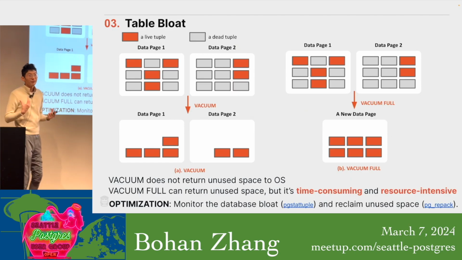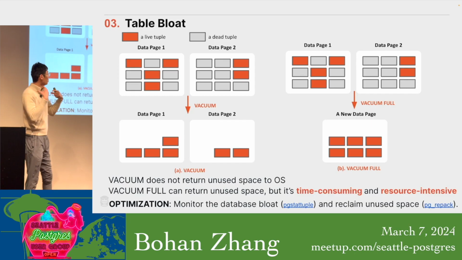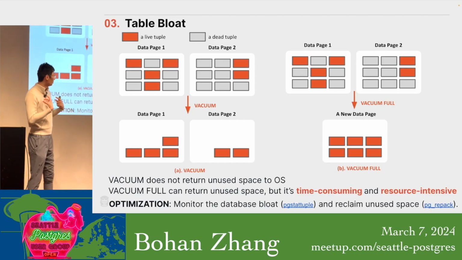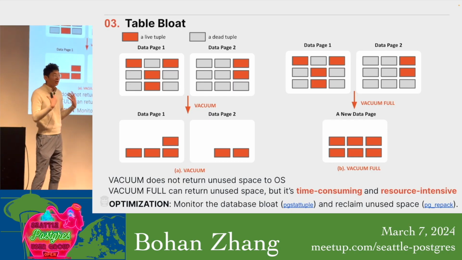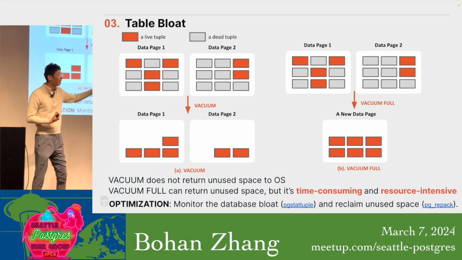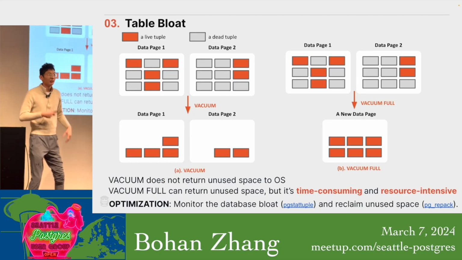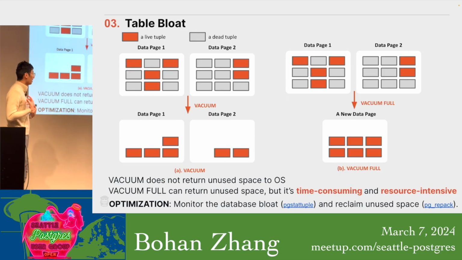Instead, we can use vacuum full. This command will not only remove dead tuples, but it will also return unused space to the operating system. In this way, it will create a new data page, take the data tuples in data page 1 and data page 2, write them to the new data page, and remove the original data page 1 and data page 2. In this way, it can return unused space to the operating system. But the thing is that it is very time-consuming and resource-intensive.